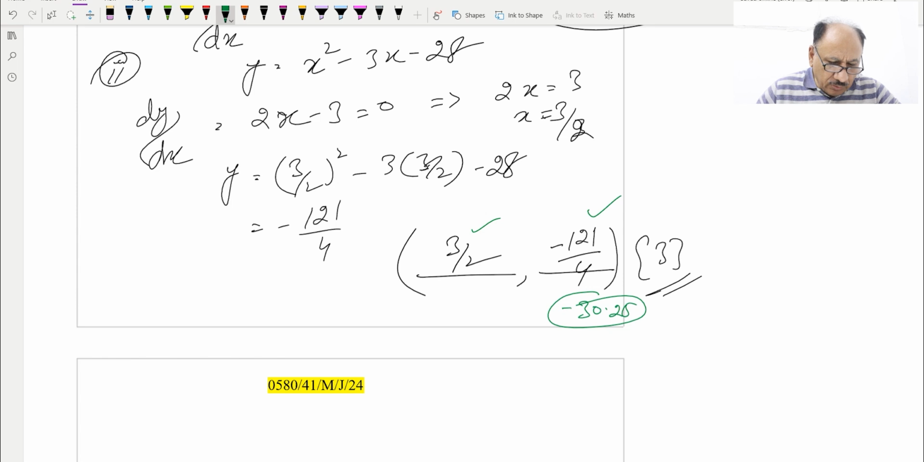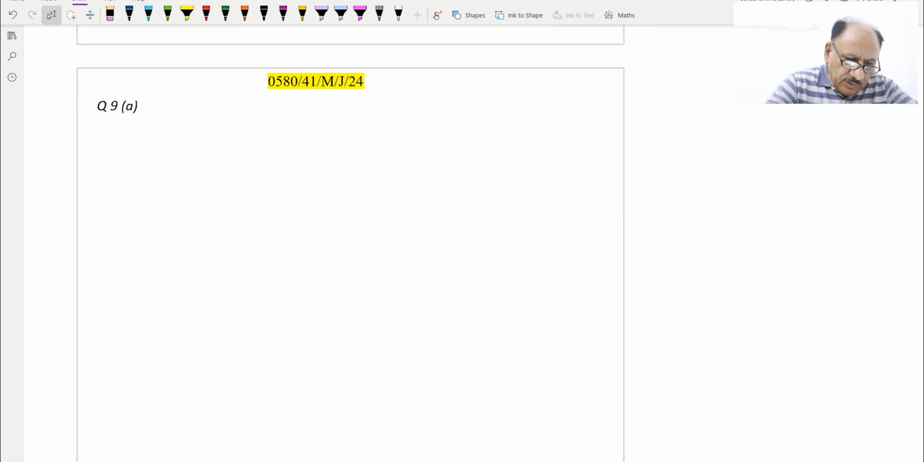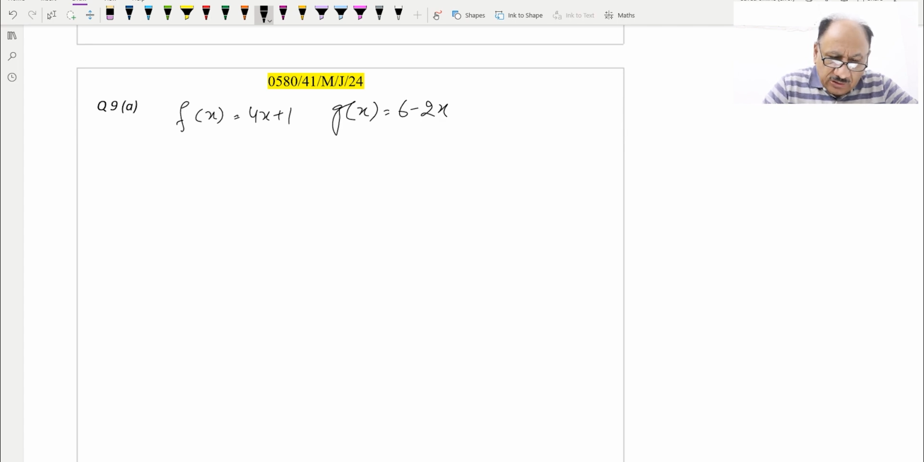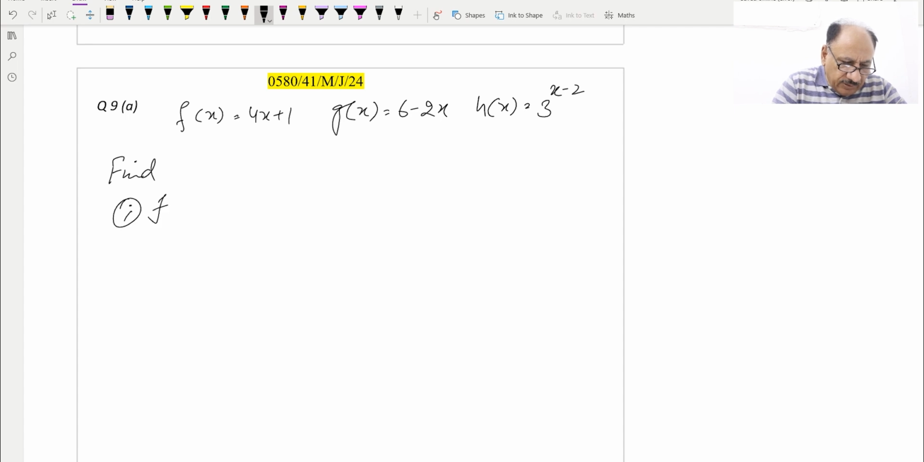Hopefully you understood this. Question number 9a part, they have given f of x. F of x is defined as 4x plus 1. G of x is also given, which is equal to 6 minus 2x, and h of x is also given. H of x is equal to 3 raised to the power x minus 2. And in the a part, we have to find what? We have to find f of 3.